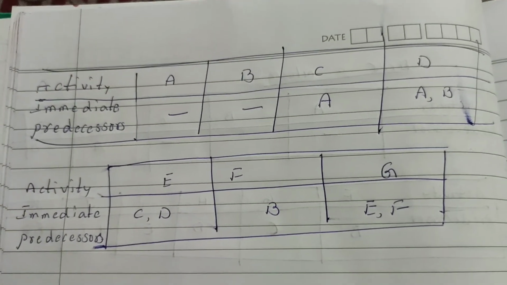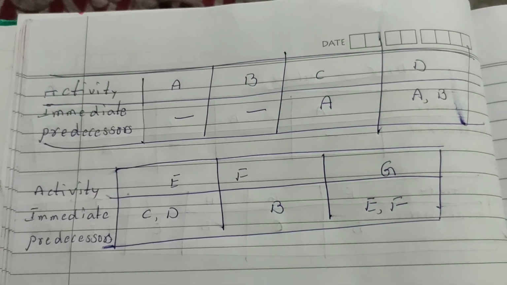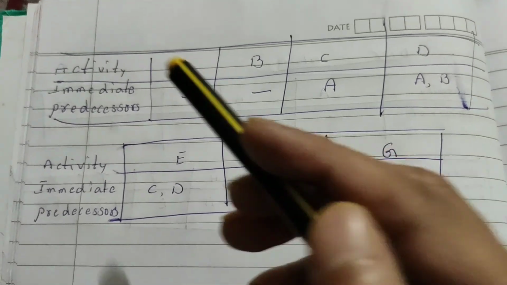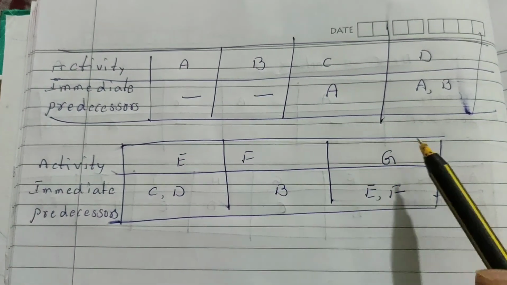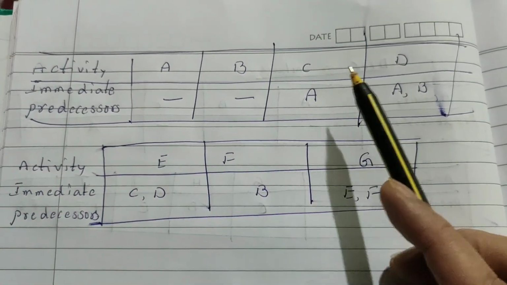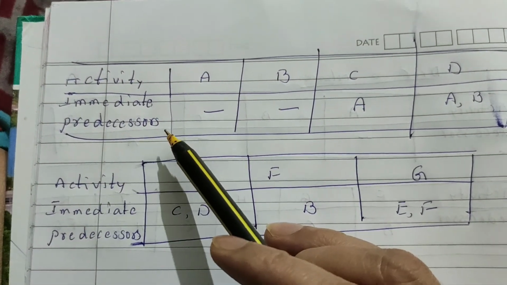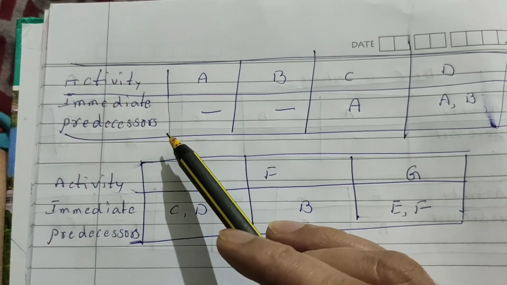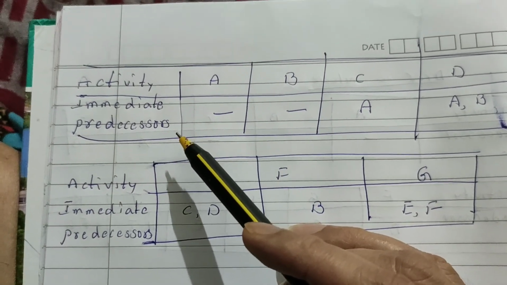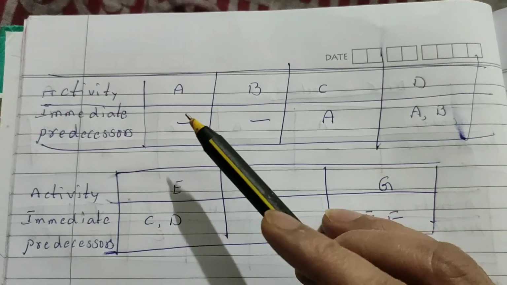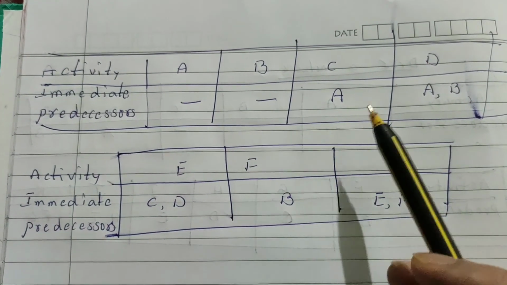Good morning, students. The next problem of network analysis: draw a network diagram. The activities are A, B, C, D, E, F, G. Immediate predecessors. Predecessors mean before.